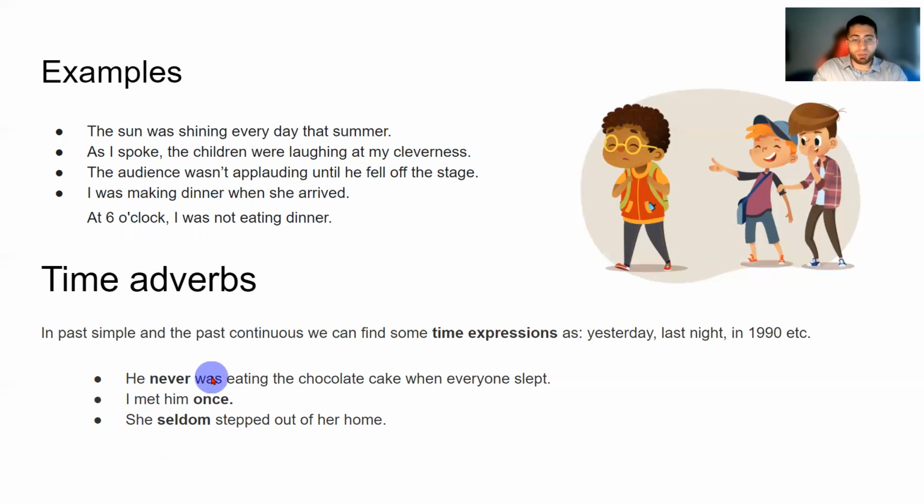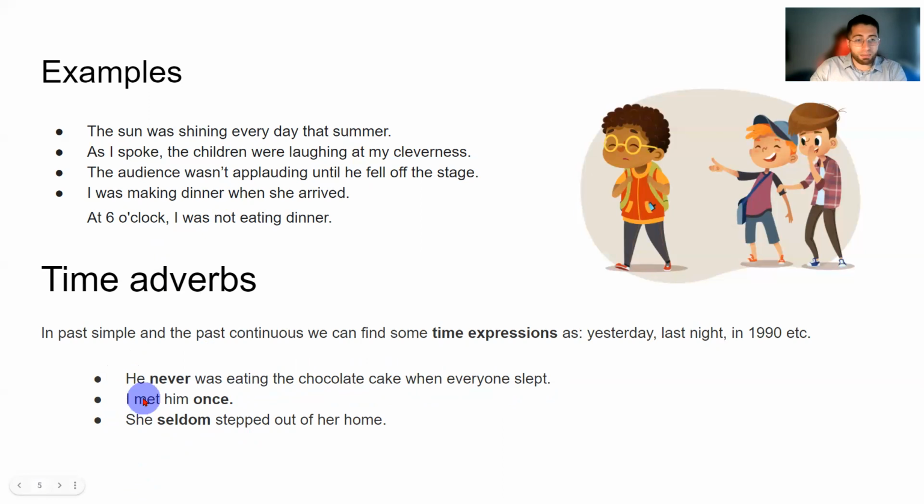Por ejemplo, acá dice, he never was eating chocolate cake when everyone slept. Como que él nunca estaba comiendo chocolate cake, pastel de chocolate, cuando todos dormían. Esto es pasado simple, esto es pasado continuo. ¿Listo? Bueno, acá hay algo importante. Este never was, nunca estaba, is another way to make a negative form. Es otra manera de hacerlo de una manera negativa. Pero aquí el never va en la parte del auxiliar. ¿Listo? Never was, nunca estaba comiendo chocolate cake, ¿no? Pastel de chocolate. ¿Vale?